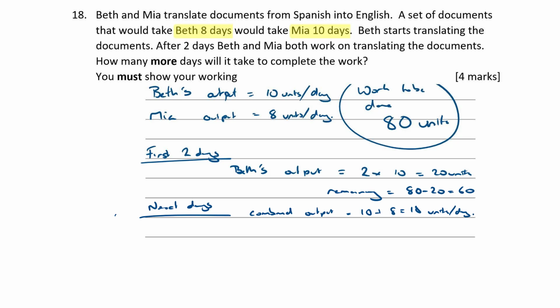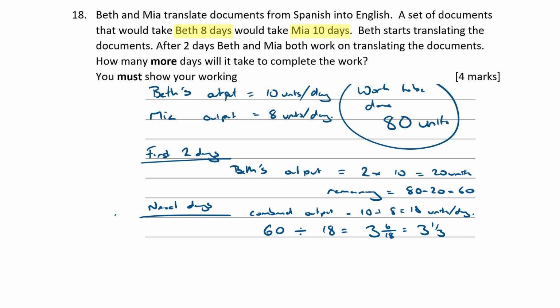54, 6 18ths is a third. So basically what we're doing is we're dividing 60 by 18, aren't we? And we're saying it goes in 3 times, remainder 6. So 3 and 6 18ths, which is the same thing as 3 1/3 days.